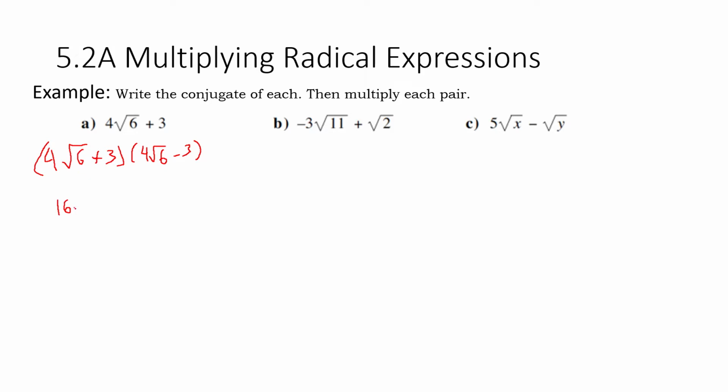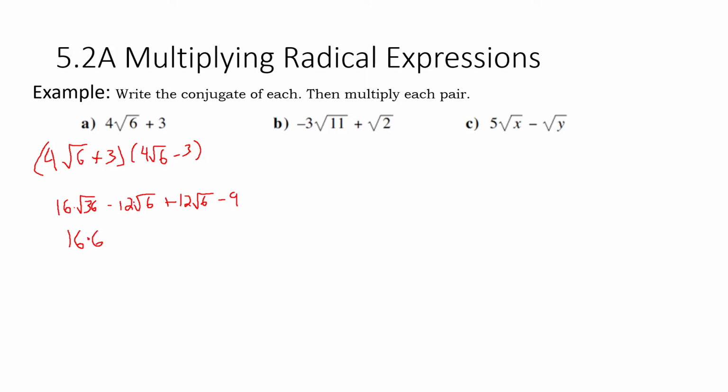Root 6 times root 6 is going to be root 36. Note the perfect square. 4 root 6 times negative 3 will be negative 12 root 6. 3 times 4 root 6 is positive 12 root 6. And 3 times negative 3 is our minus 9. 16 times root 36. That root 36 is a perfect square. Turn it into its whole number. Root 36 is 6.